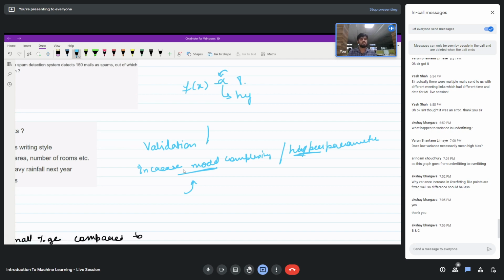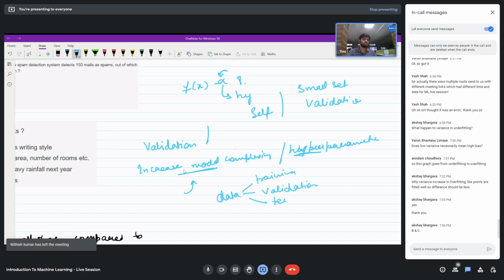You can't deploy it in the real world and then see. Like if you are training some self-driving car, you can't leave it on the road and see whether it is performing well on test data or not. It would have killed many people by then. So for that purpose, what you do is you keep a small set called validation data. So now your data set would be split into three parts, right? One is your training, next is your validation, and last one is your testing data set.